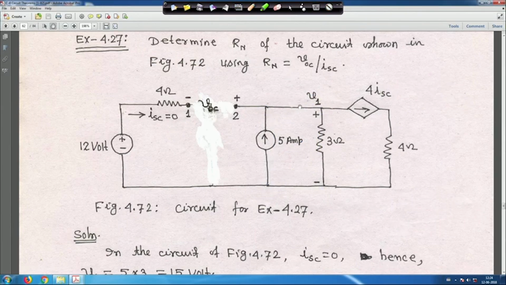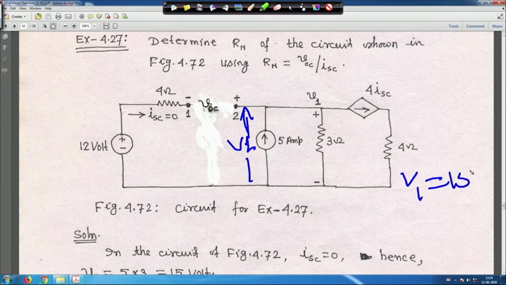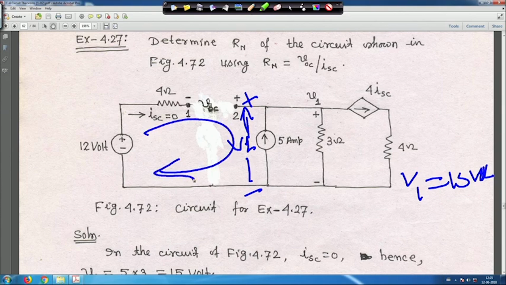So, if V1 is 15, then this voltage V1 is equal to 15 volt, and this is plus, this is minus. Now, if we want to find out VOC, an arrow means plus, and no arrow means, if I just keep it as it is, minus, and I told you again and again. Now, here you apply your KVL. So, ISC is equal to 0. It is open circuit, so no need to write 4 into 0, because this is open circuit.